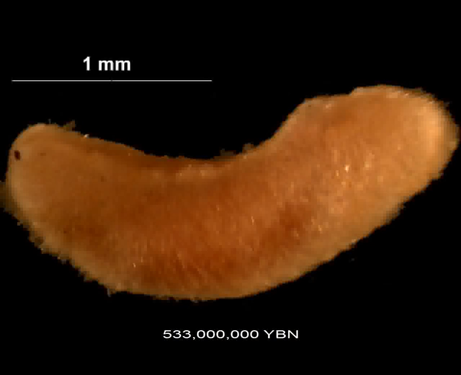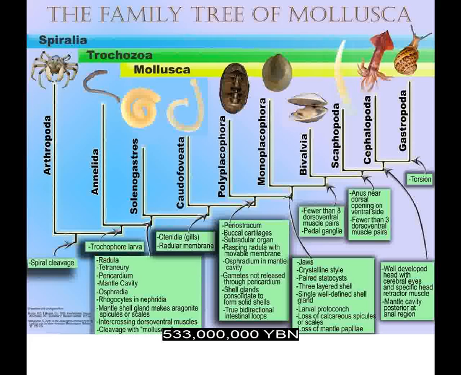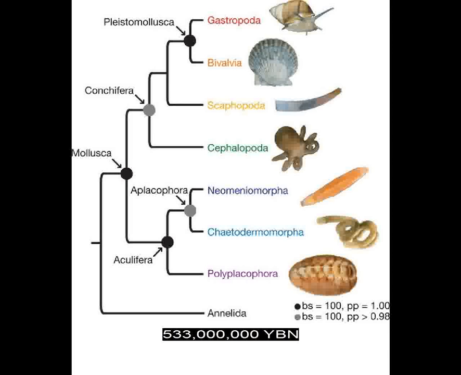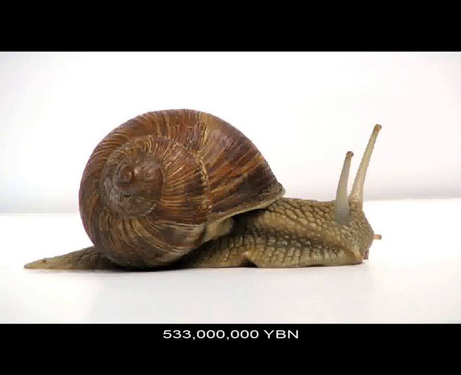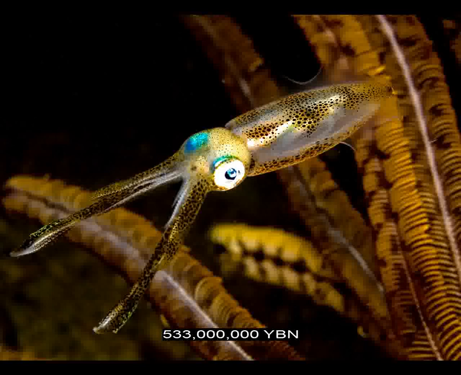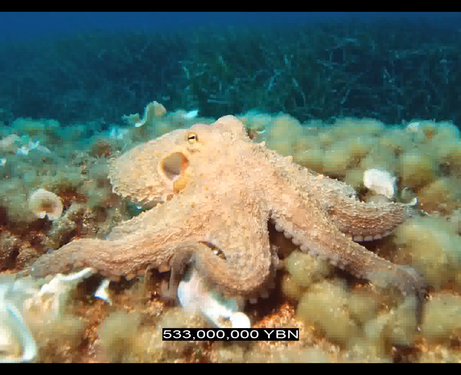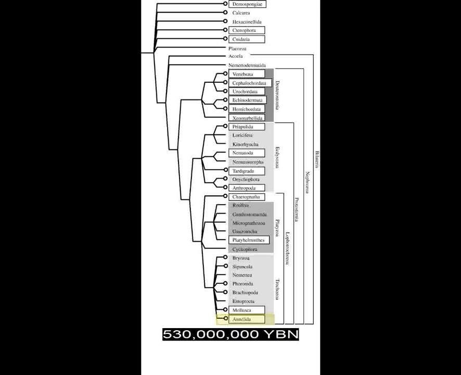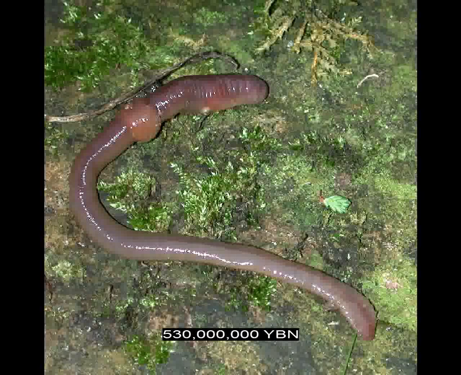The Lophotrachozoa phylum Mollusca evolves. Mollusks. The phylum Mollusca is the second largest animal phylum after the arthropods and is divided into 7 classes, 3 of which, Gastropoda, snails, Bivalvia, clams and mussels, and Cephalopoda, squids and octopuses, are of major importance. The Lophotrachozoa phylum Annelida evolves.